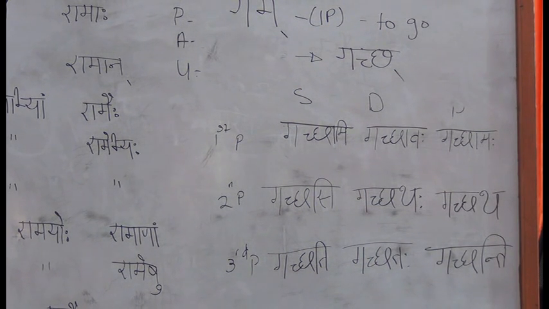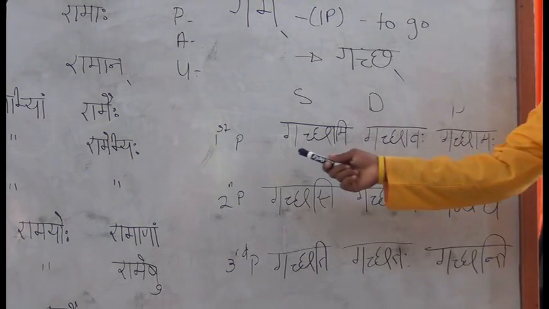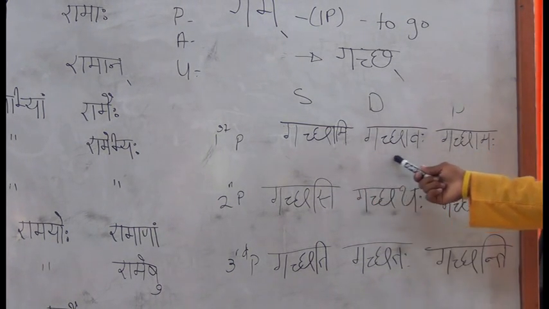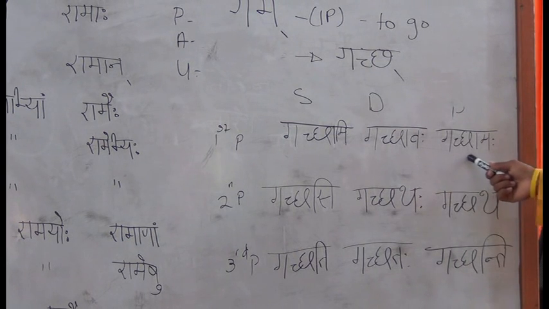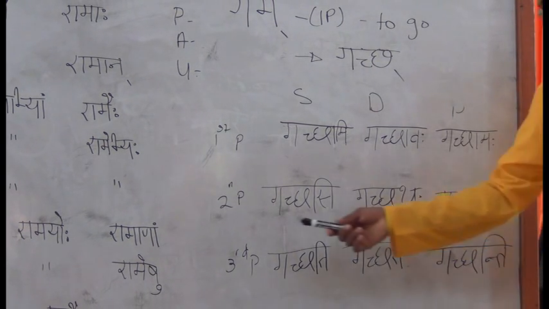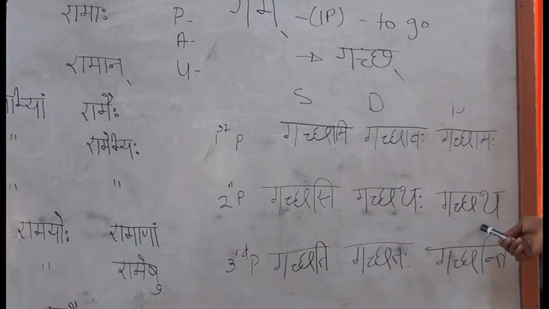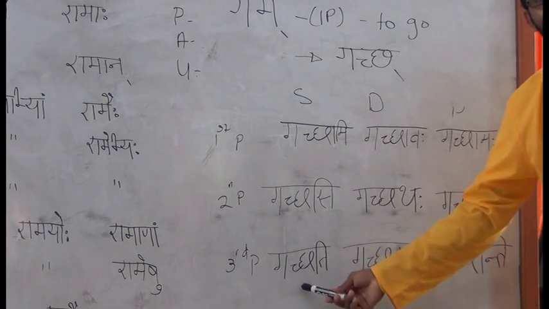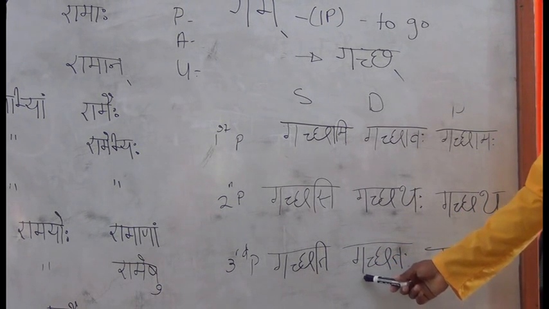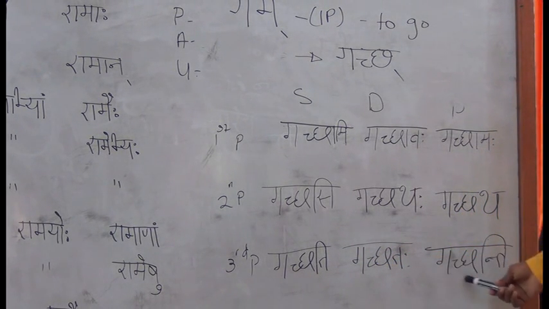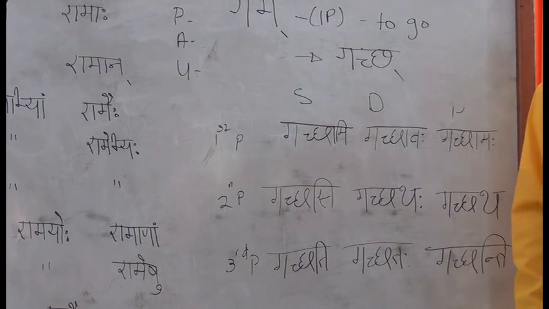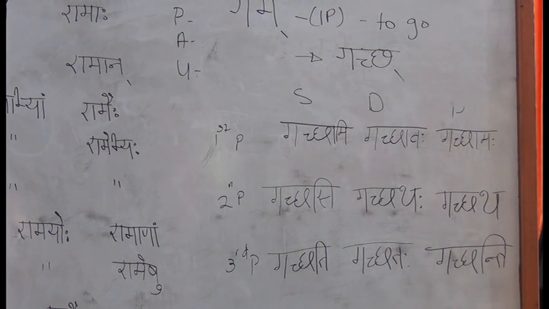Is it correct? You don't know? Okay. Let's all say it together. Gachami, Gachavaha, Gachamaha, Gachasi, Gachataha, Gachata, Gachati, Gachataha, Gachanti. Correct. Good job.